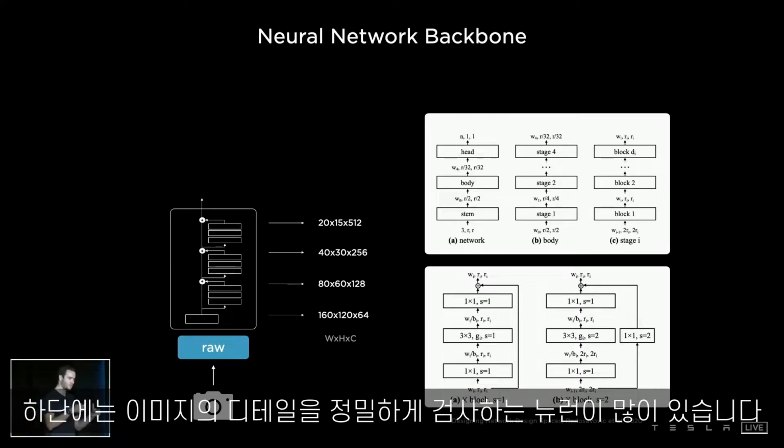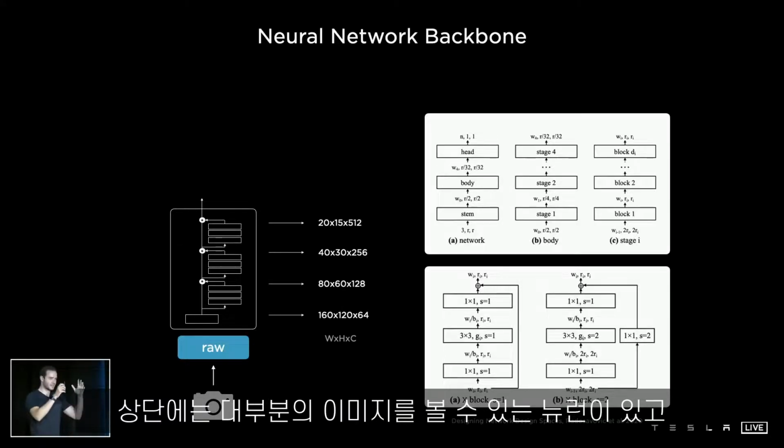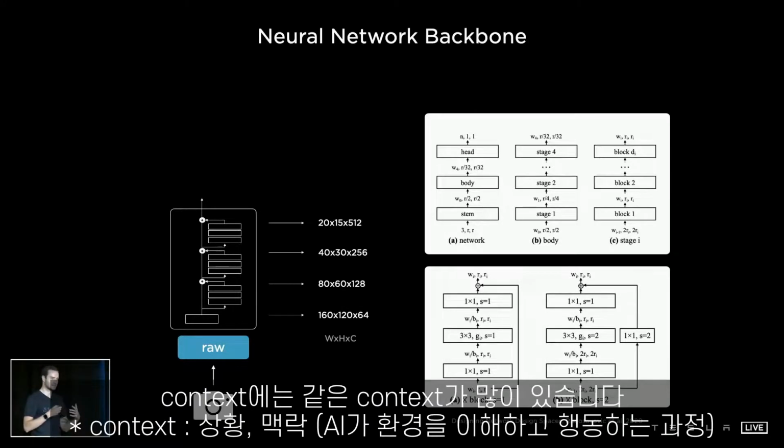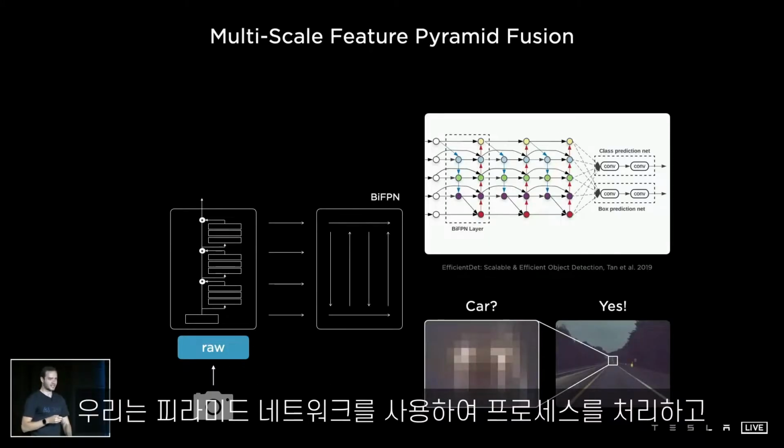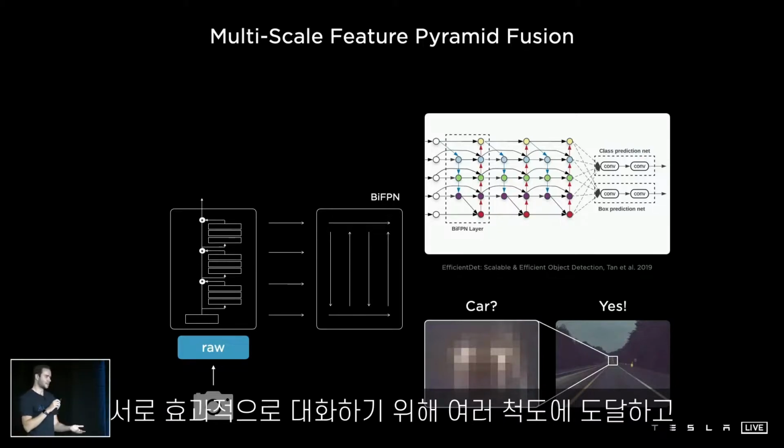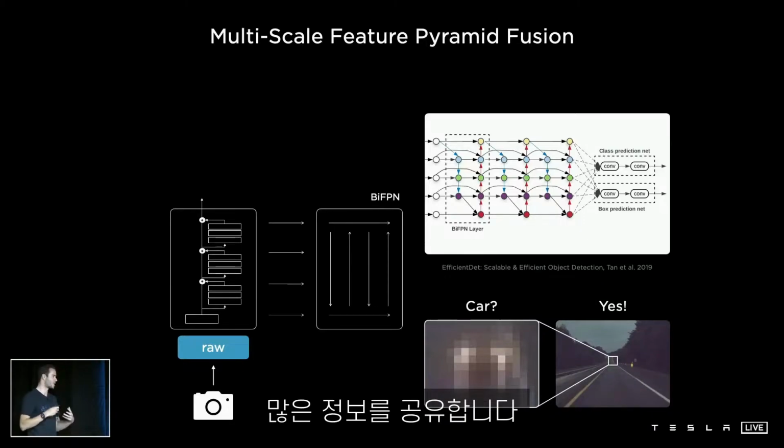So on the bottom, we have a lot of neurons that are really scrutinizing the detail of the image. And on the top, we have neurons that can see most of the image and have a lot of that scene context. We then like to process this with feature pyramid networks. In our case, we like to use BiFPNs. And they get multiple scales to talk to each other effectively and share a lot of information.